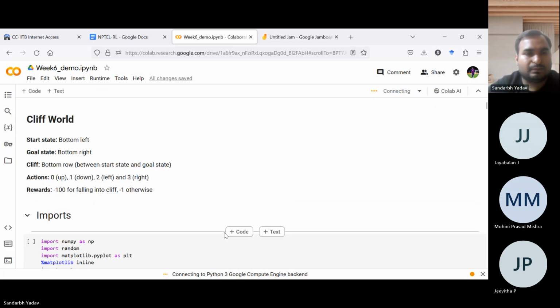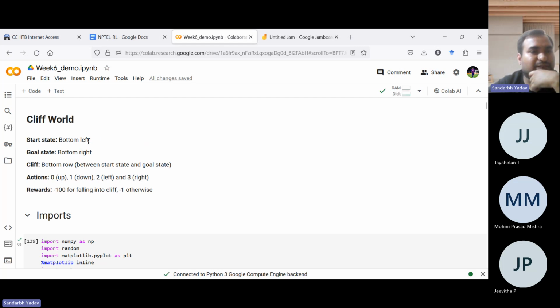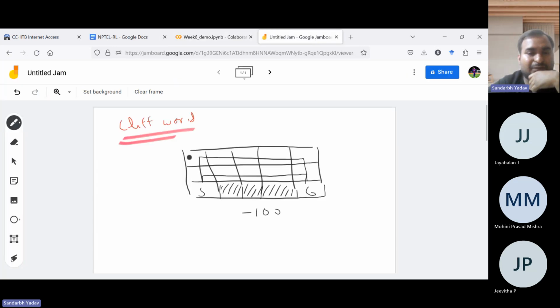So now I'll start this. Again, these are the parameters: the start state is bottom left. One thing to note is that although I have drawn a grid of different size, the size may vary, but the concept is the same. In the last row, the bottom left one will be the start state and the bottom right one will be the goal state, and whatever is in between in the last row will be the cliff. We need to avoid the cliff.